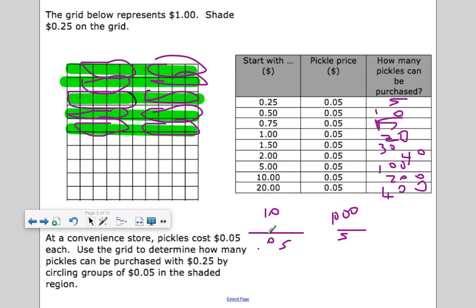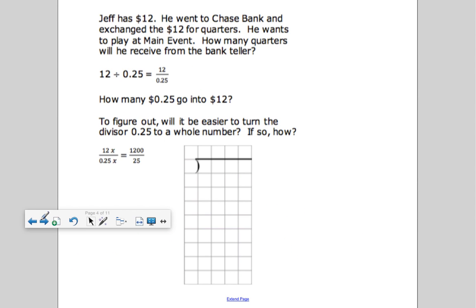Shortcut for those who like the shortcut: if I multiply by a power of 100, I move the decimal 2 over. I move this decimal 2 over. So that's where you get 1,000 divided by 5. So if you divide 1,000 by 5, you get 200 pickles.